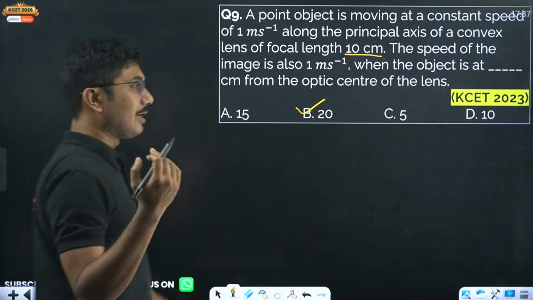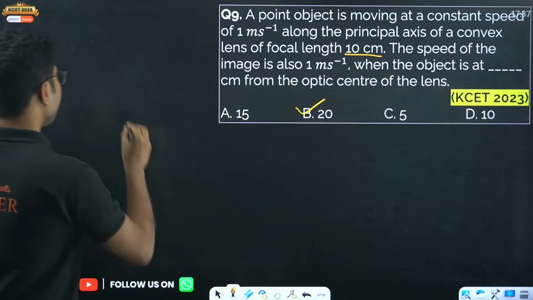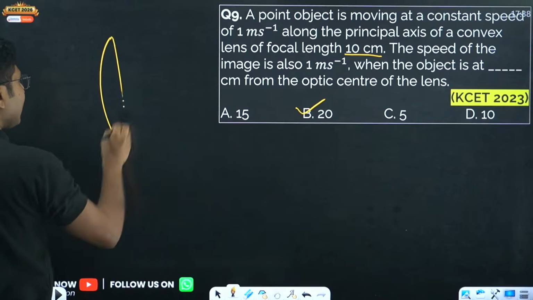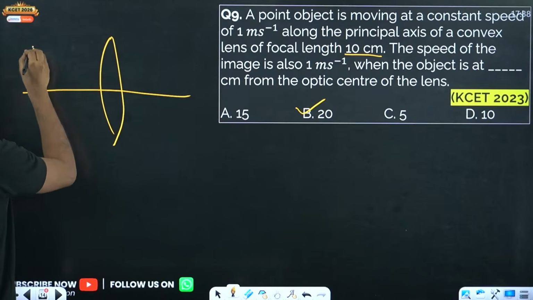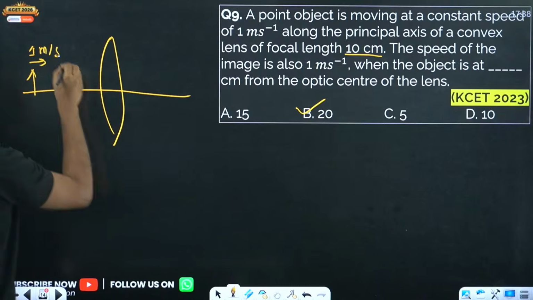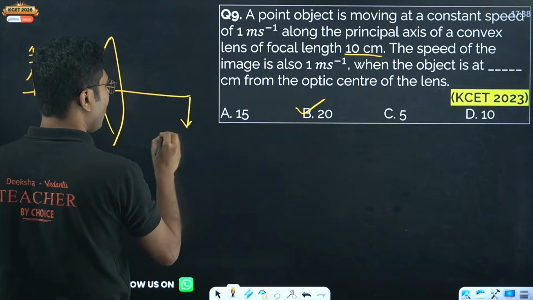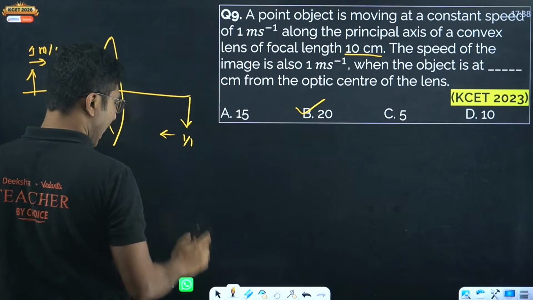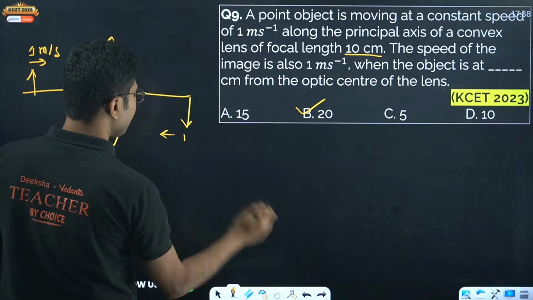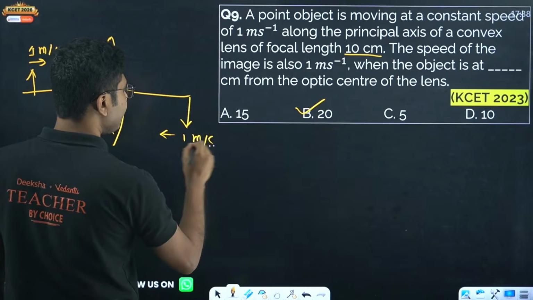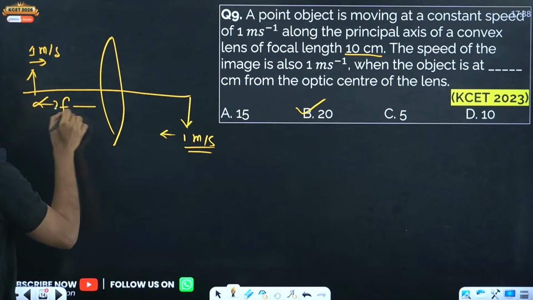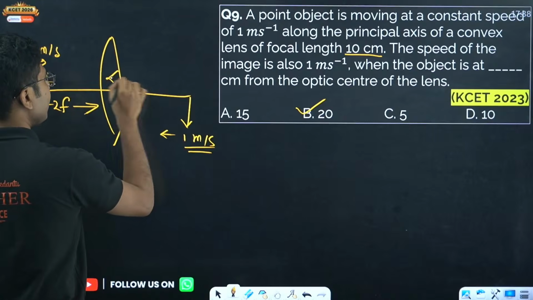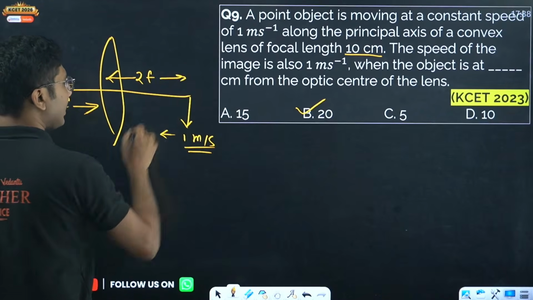But how does the question explain it? Here it is mentioned that the object is moving at a speed of 1 meter per second and the image is also moving at 1 meter per second, and that means object speed and image speed are the same. Object speed and image speed can be the same only when the object is exactly at twice the focal length. So the image will also be exactly at twice the focal length.